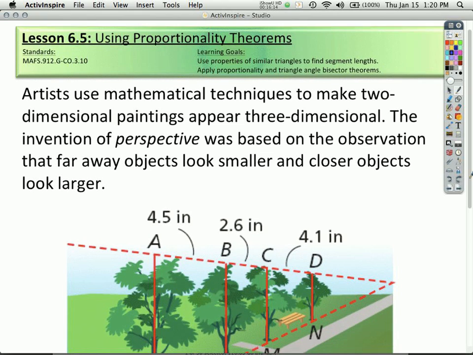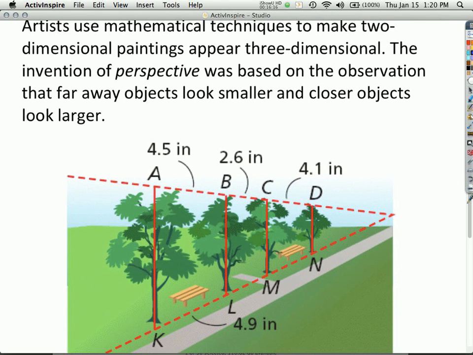So to get us in the right frame of mind, I want to talk about an idea. Give me a thumbs up if you, at any point in your young life, have been taught the idea of one-point perspective as it pertains to art. Have you ever taken an art class or anything where you've been taught one-point perspective?